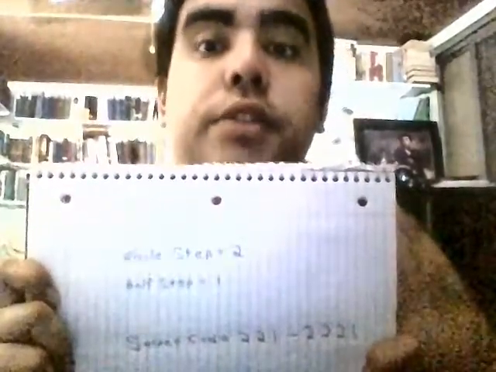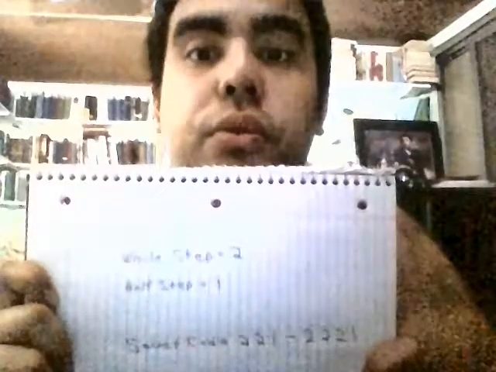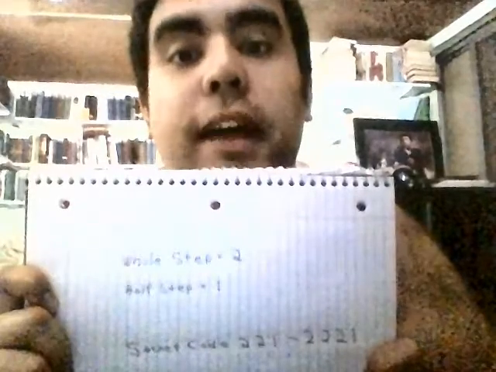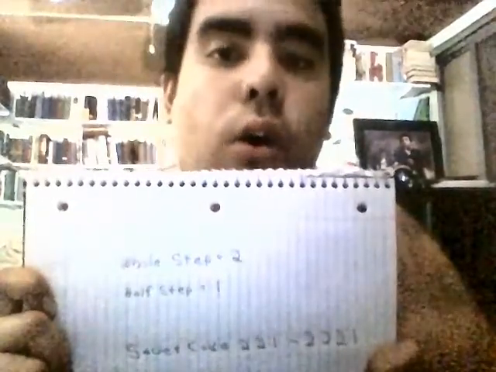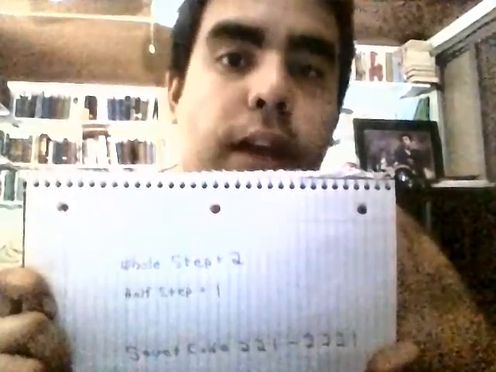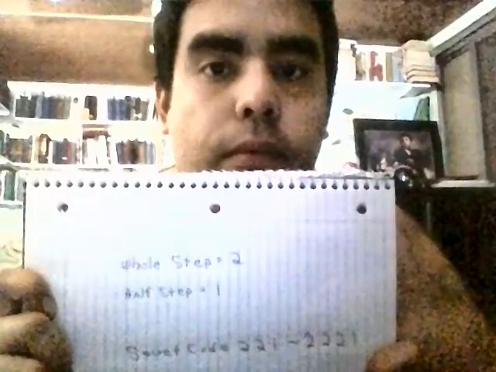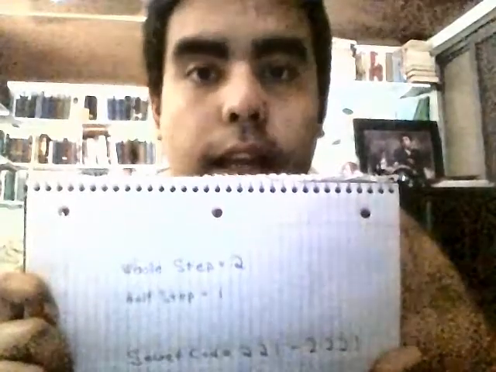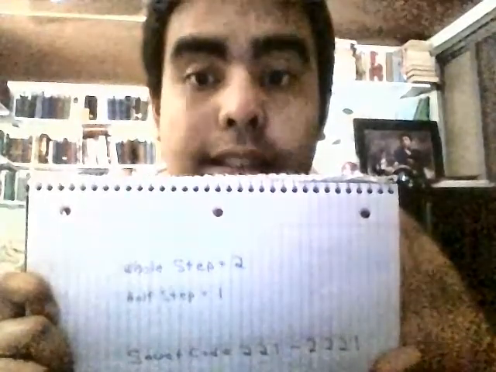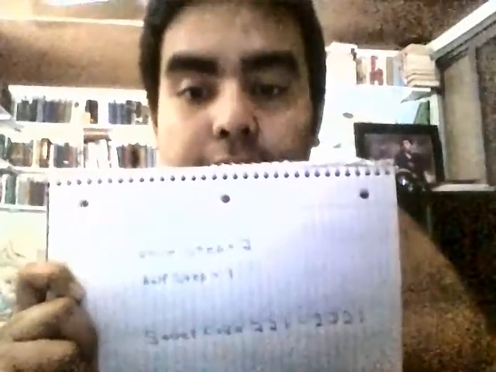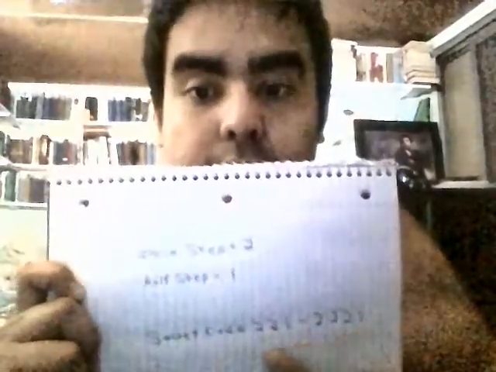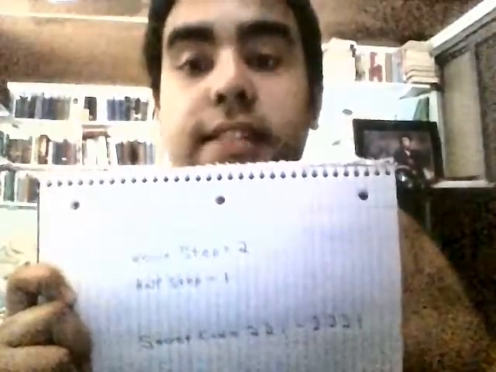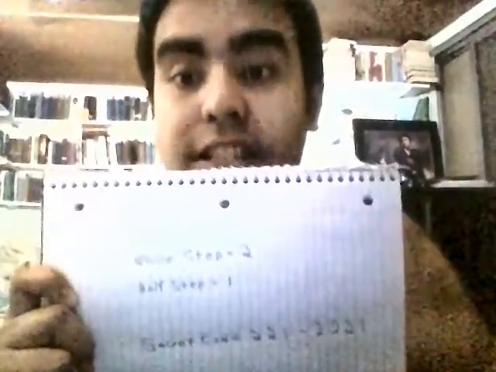221, 2221. Whole step, half step. Whole step, half step. 221 2221. What in the name of all that is good does this mean? This, my friend, this right here, this is the major scale. This is what it is.